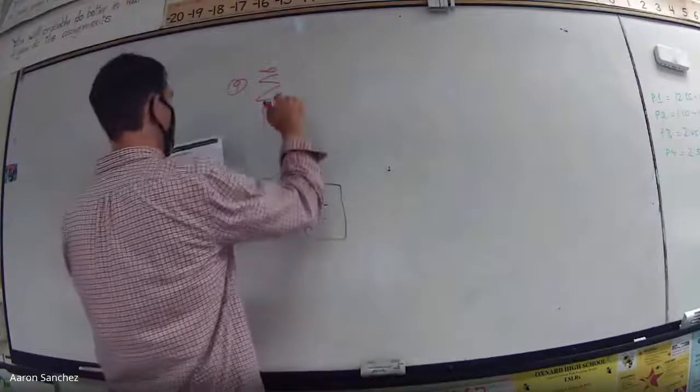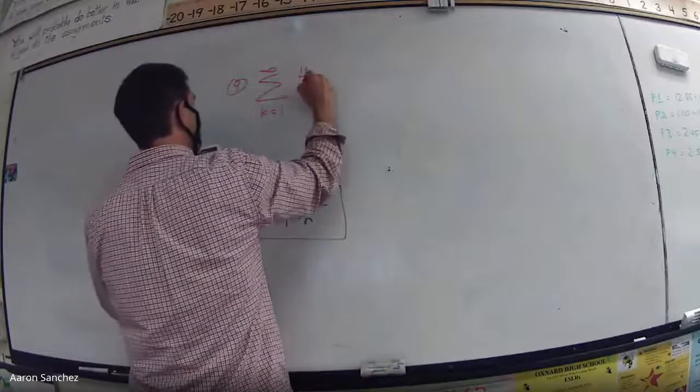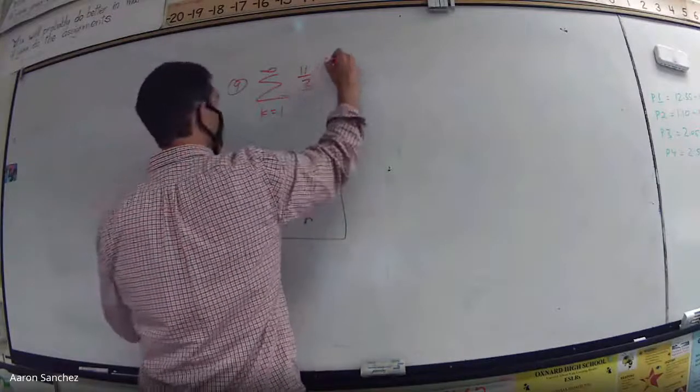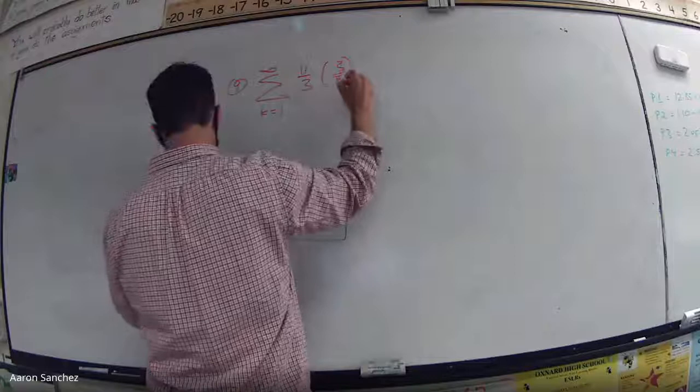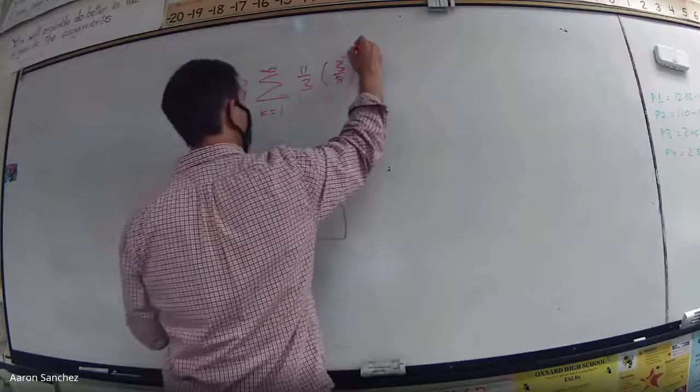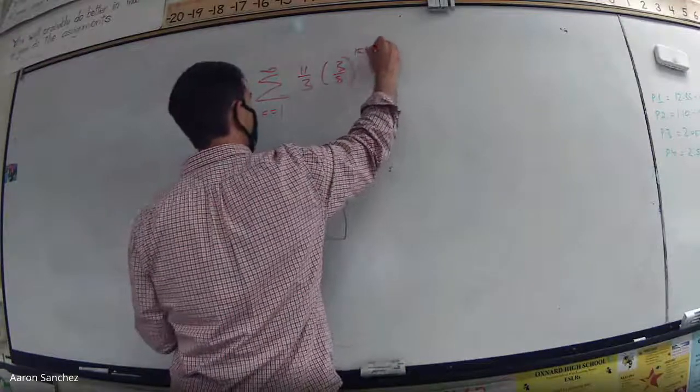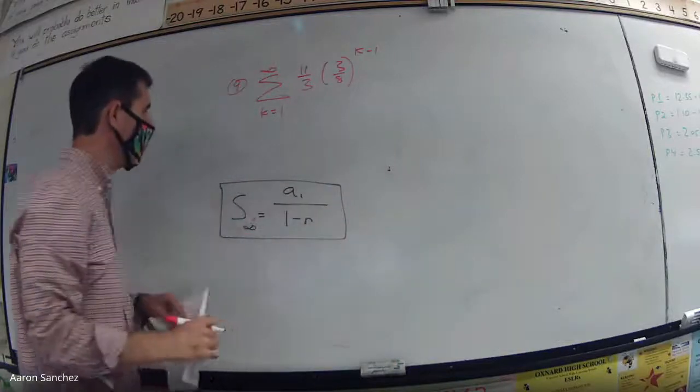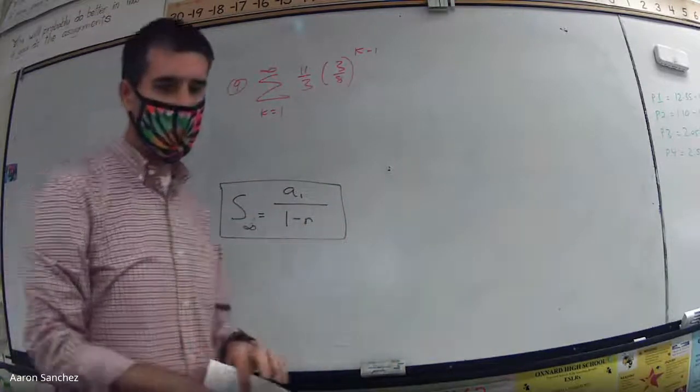Okay, so I got 11 thirds times my common ratio, all raised to the k minus 1 power. Okay, so we're going to plug it in. What is my first term?